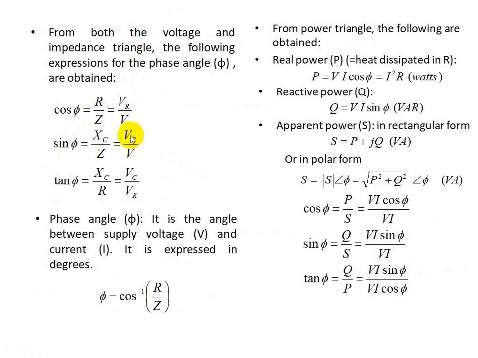So the vertical component is VC, and tan phi is XC by R, that is vertical component by horizontal component. So here also, from any one of these expressions you can find phi. Cos phi here I have written as R by Z. Again, the power expressions, real power, active power, apparent power, these equations remain the same. There is no change. So these equations are also used for RLC circuits.